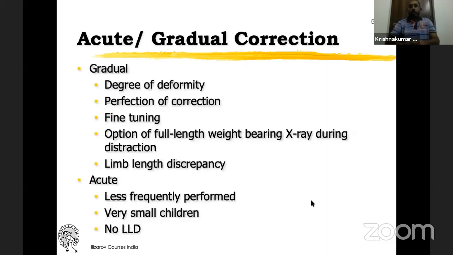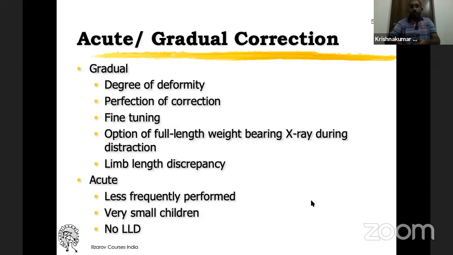So now the question arises, once you are done with this, whether you want to go for an acute or a gradual correction. The advantage of doing a gradual correction is you can correct the exact degree of deformity, and there is always a perfection of correction because you have the option of fine tuning in the postoperative period. Once the correction is done, you can go to the X-ray room, take a full length weight bearing X-ray and find out whether the axis is aligned and whether your joint orientation angles are restored to normal.